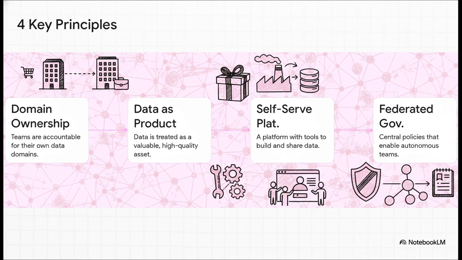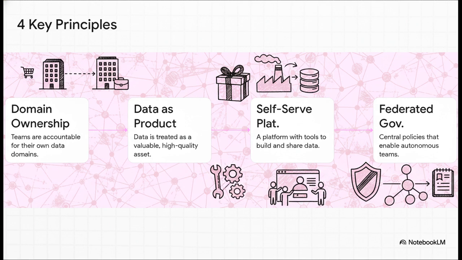Okay, so how does this actually work? Well, the data mesh is built on four really important principles. First up is domain ownership. This one's super intuitive. The marketing team owns the marketing data, the sales team owns sales data, and so on. Makes total sense, right? Then, number two, data as a product. This means each team is responsible for delivering their data like it's a high-quality product for other people to use. It has to be trustworthy and easy to consume.